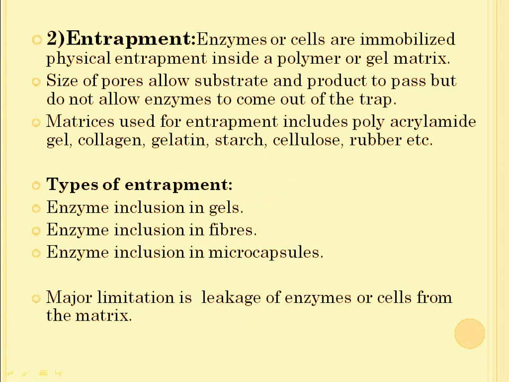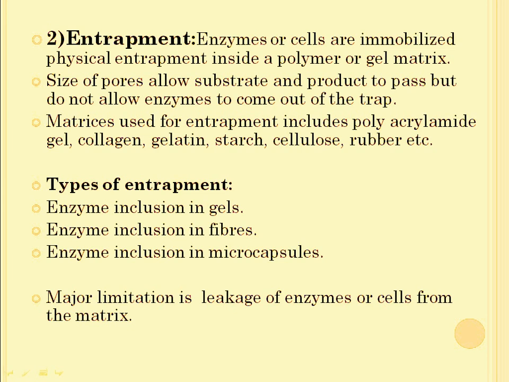The second method is entrapment, in which the enzymes or cells are immobilized by physical entrapment inside a polymer or a gel matrix. These polymers or gel matrices have small pores inside them, which allow substrate and products to pass, but do not allow enzymes to come out of the trap. Because the size of the pores is so small that the enzymes or cells cannot come out of it, but the substrate and the products can pass. Substrate can pass, react with the enzyme, and the product is formed and passed out.